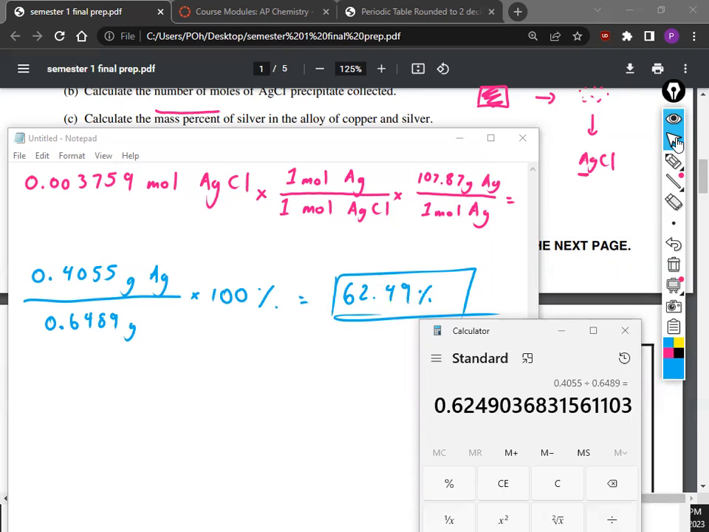Why can't you just use the moles from parts A, B, and C? Yeah, you can do that as well. If that method works for you, then it's totally fine to do that. There are different ways to get to the same answer.